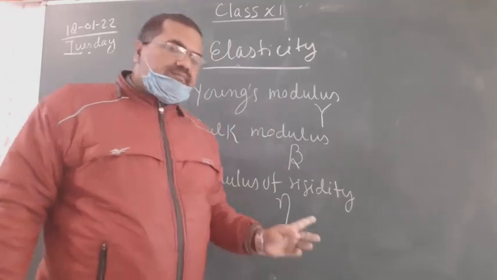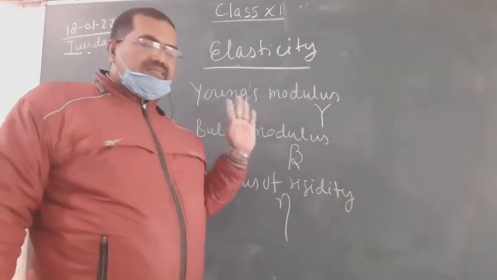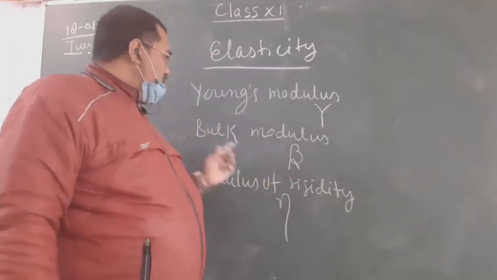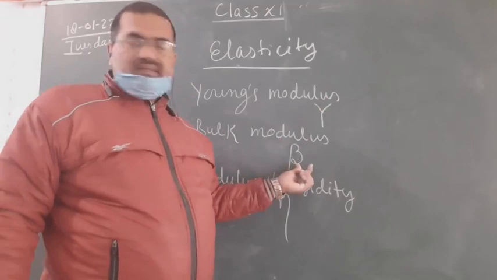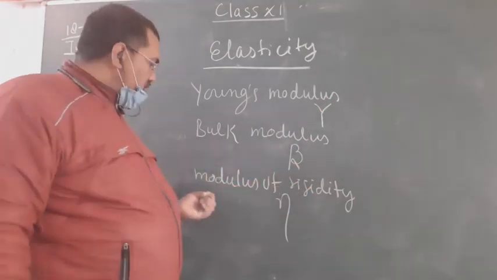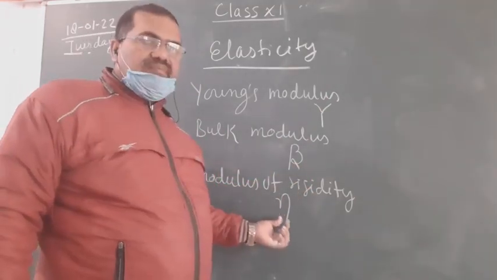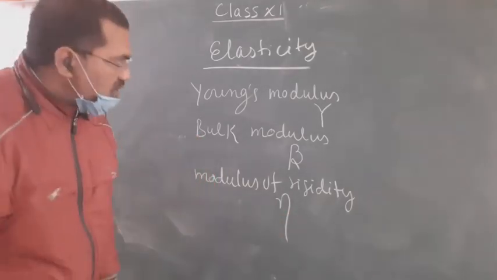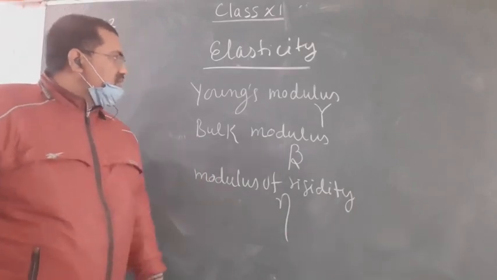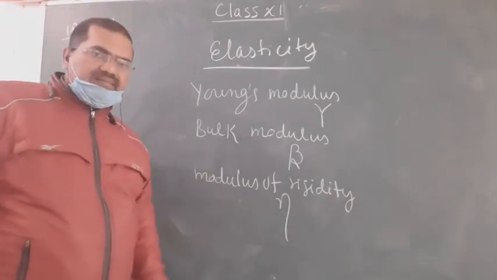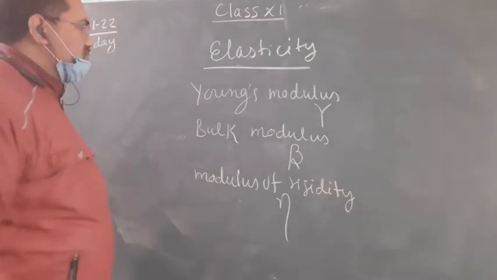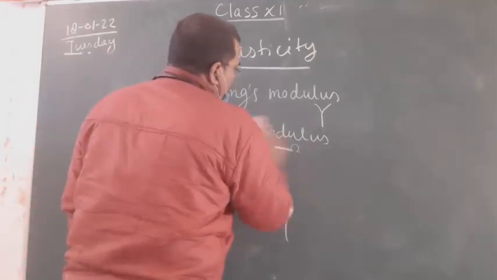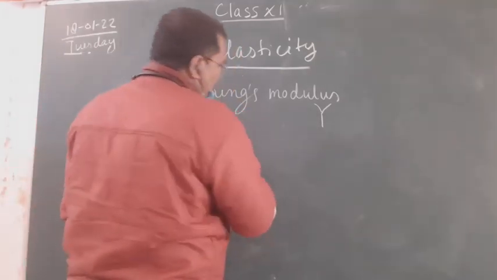So today's flow chart is: Young's modulus of elasticity, defined by Y; Bulk modulus of elasticity, defined by beta; and modulus of rigidity, defined by eta. Okay, so write it down, and we will first discuss Young's modulus of elasticity. What is Young's modulus of elasticity?